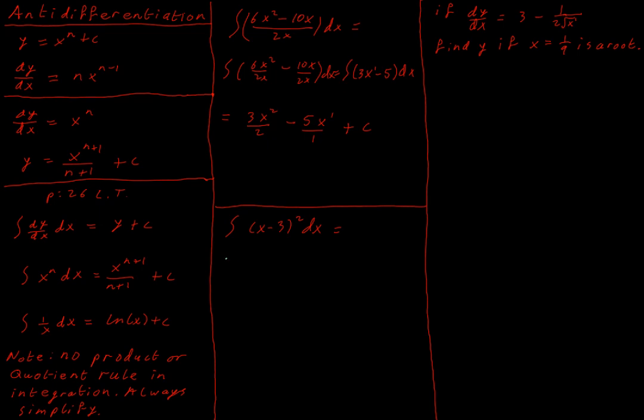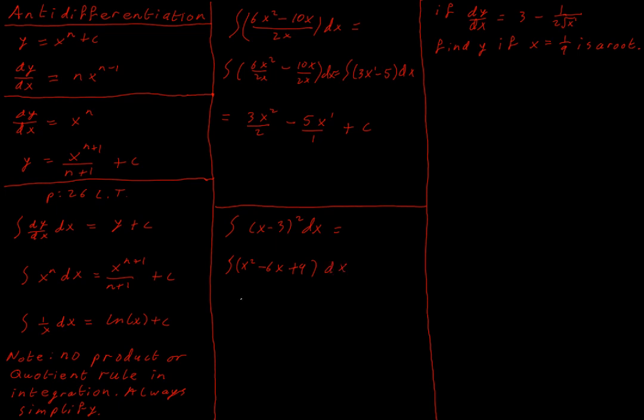Let's do out another example here. Again, we're just going to use the power rule for the integration. So this one here. So we've got a bracket we need to square out. So square the first by the second and double it. Square the second.